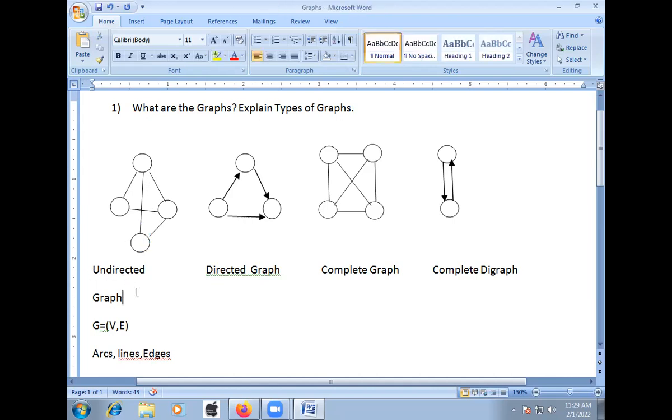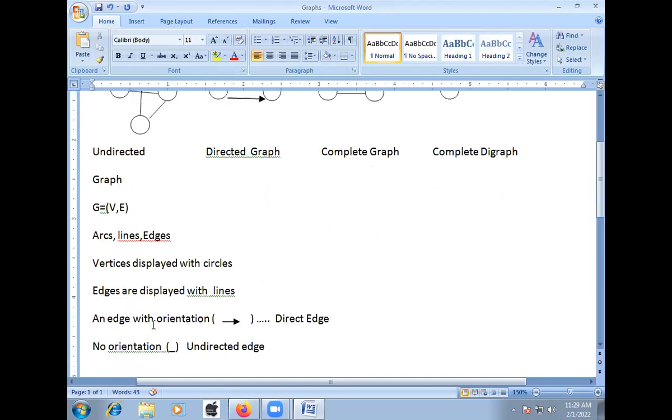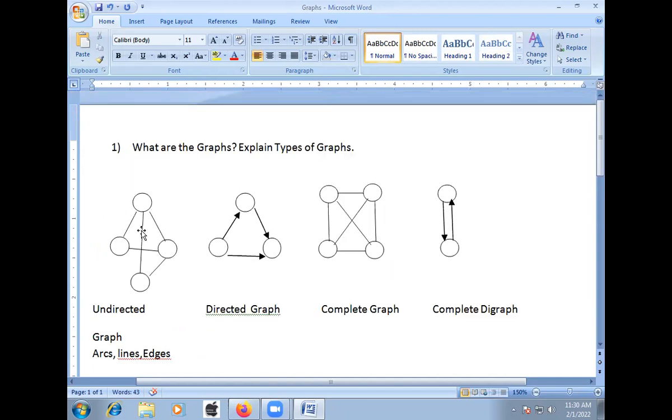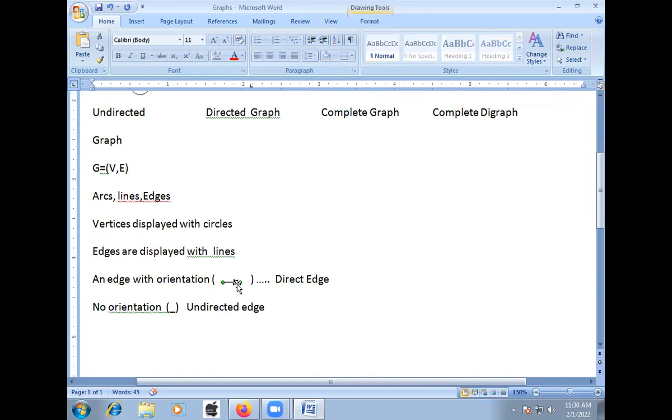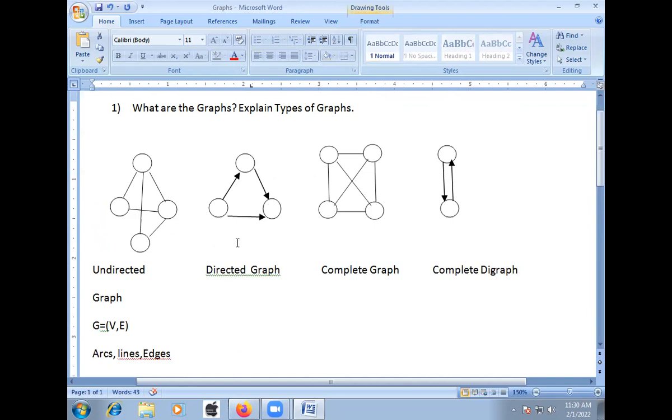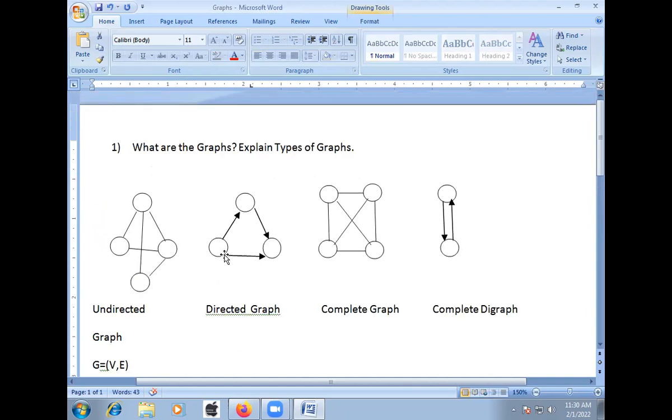Just understand: without orientation. What does without orientation mean? No orientation. A graph we create without orientation is called an undirected graph. Now, with orientation, what does orientation mean? It specifically represents the direction.